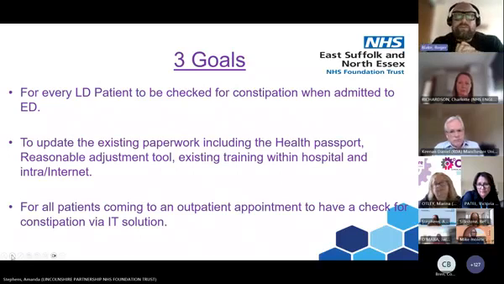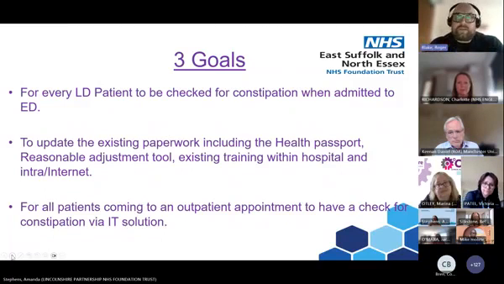That sticker should be completed for everybody with a learning disability who comes into the hospital, which means that hopefully everybody with a learning disability who comes into ED is having some kind of check documented for constipation. We updated all our existing paperwork, including our health passport and our reasonable adjustment tool for inpatients. We changed our existing training within the hospital, and we made our intranet and internet more constipation friendly.